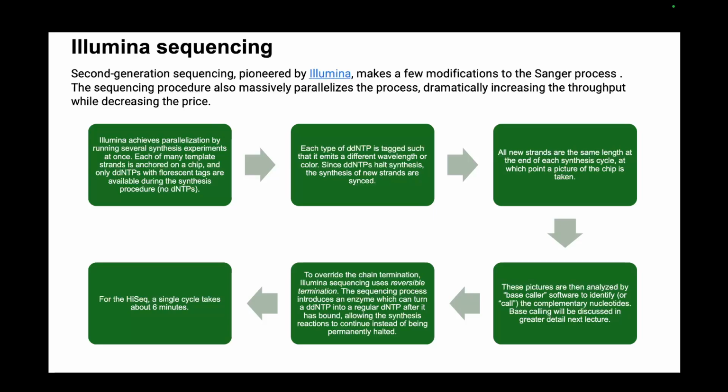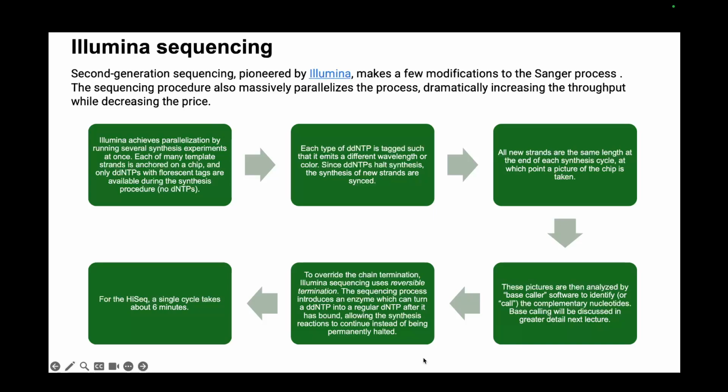Here also ddNTPs are used, but with a twist: with a fluorescent tag. So the concept is similar, that every time a ddNTP is added to a DNA strand, the synthesis will stop, and along with the synthesis getting stopped, since you have added a fluorescent tag to it, it'll emit a fluorescent light.